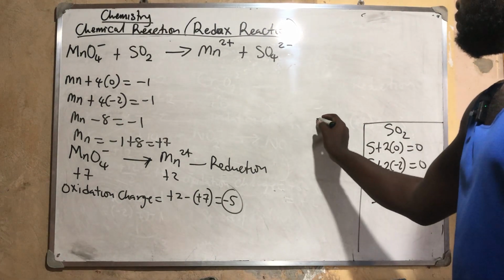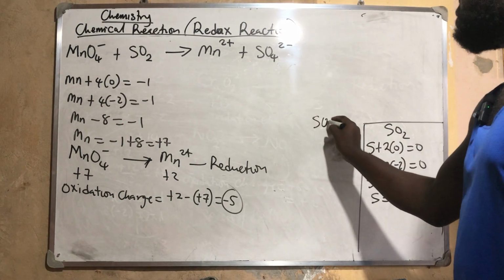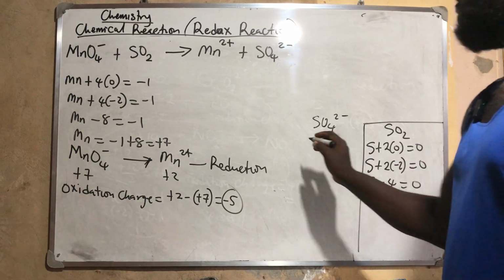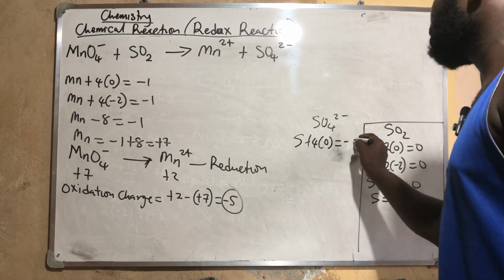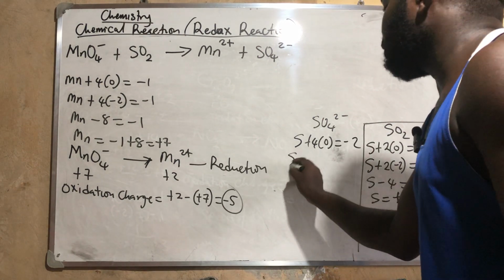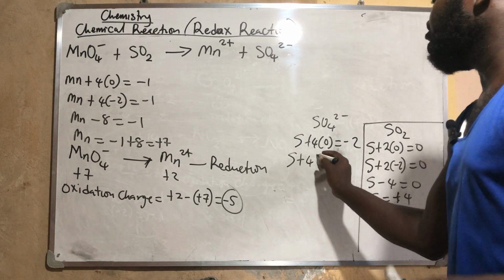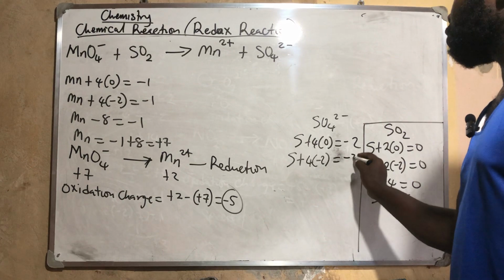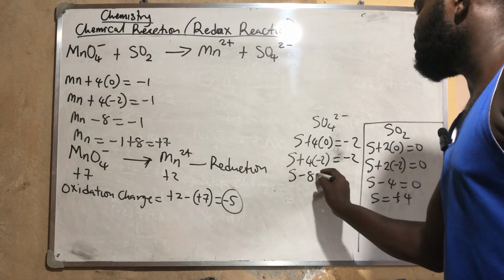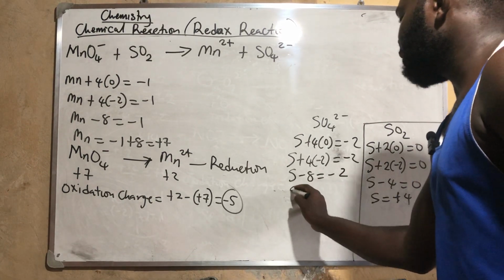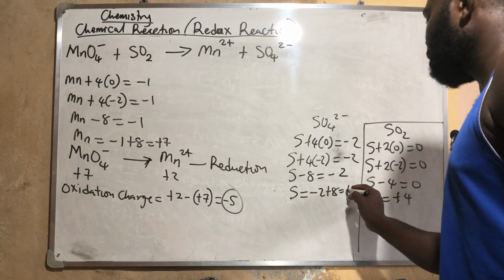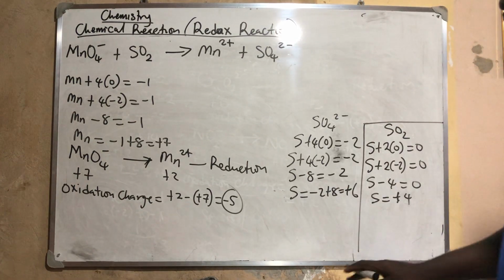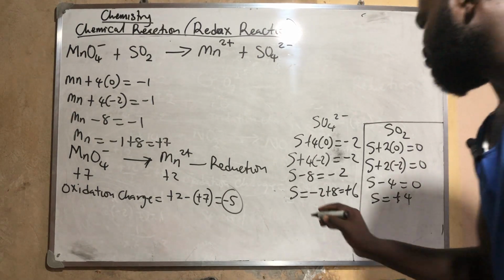So let us still calculate for this one here. For SO4 2 minus, I have that S plus 4 into -2 is equal to -2. So S minus 8 is equal to -2. Therefore, S is equal to -2 plus 8, which is equal to what? +6. So let us now check their oxidation charge.